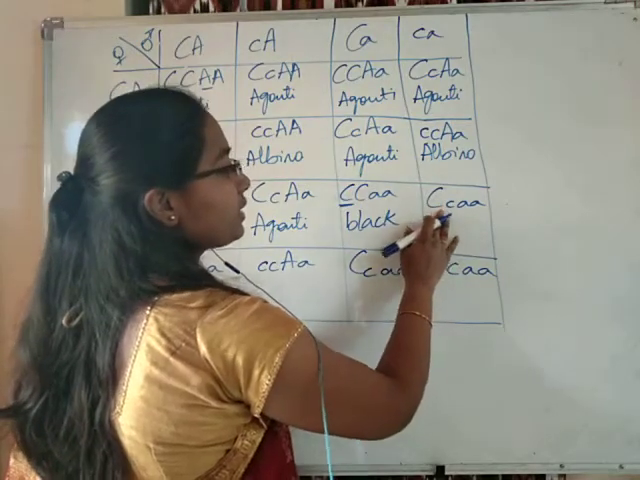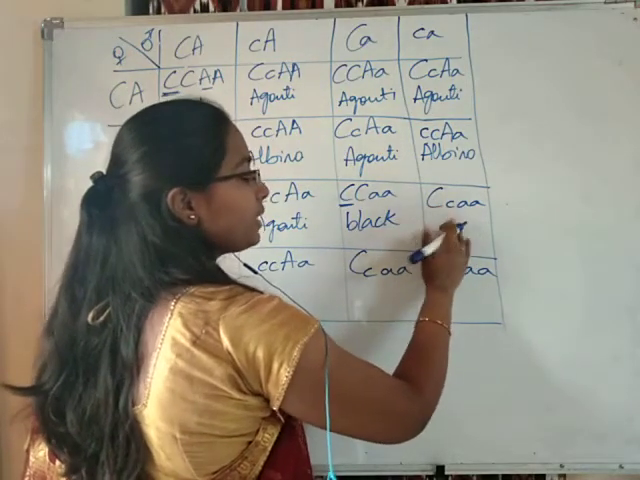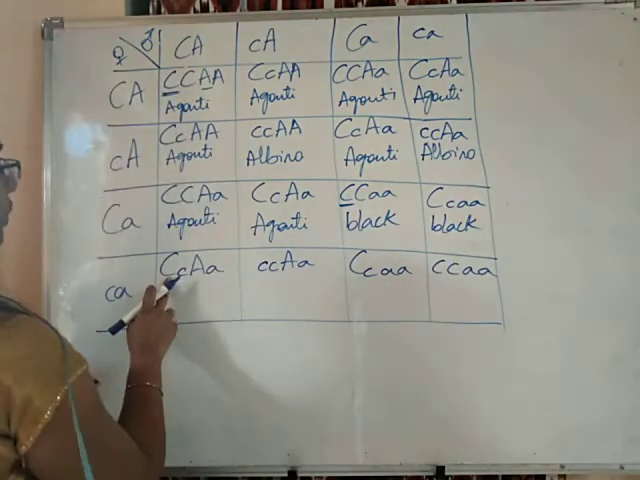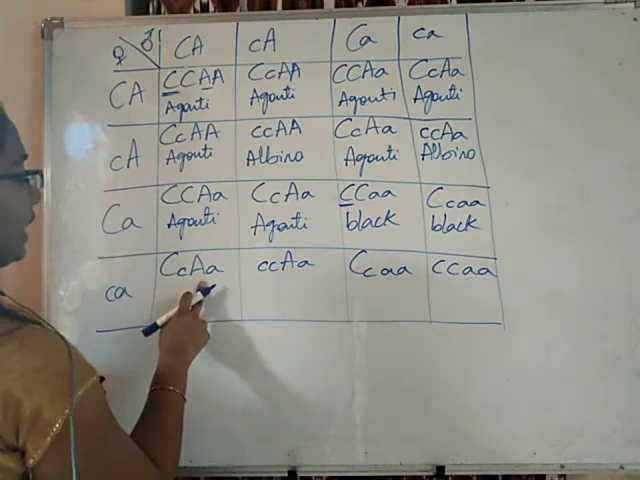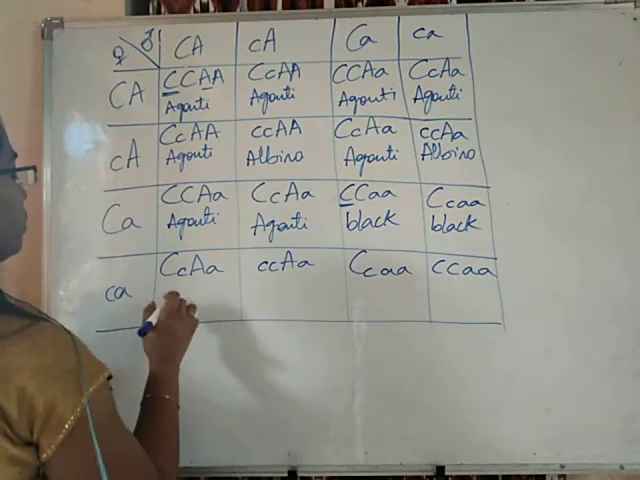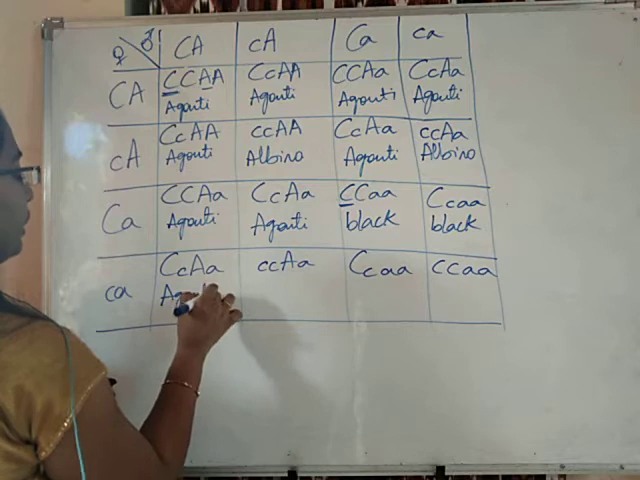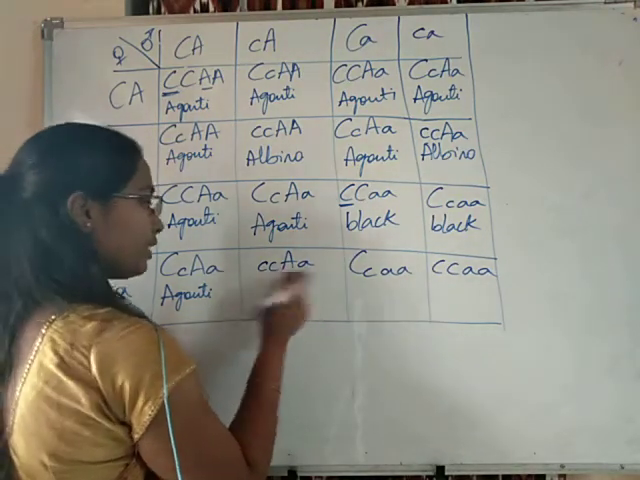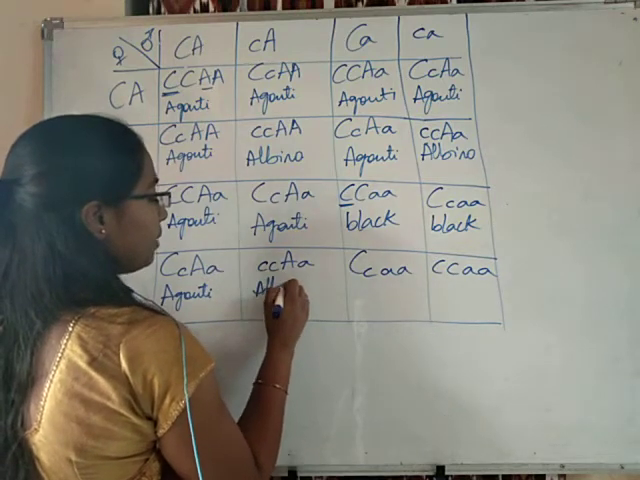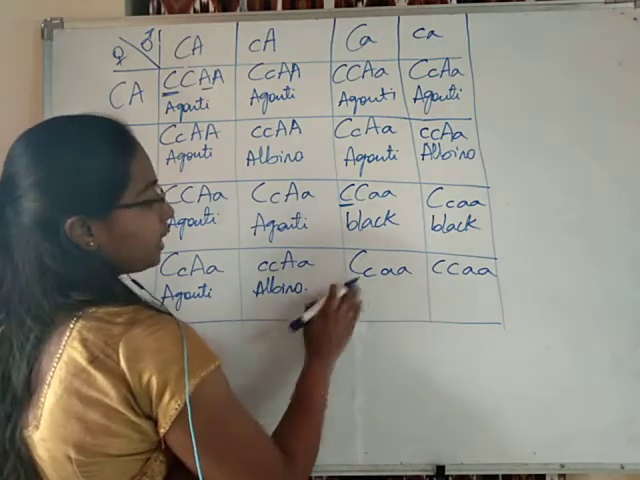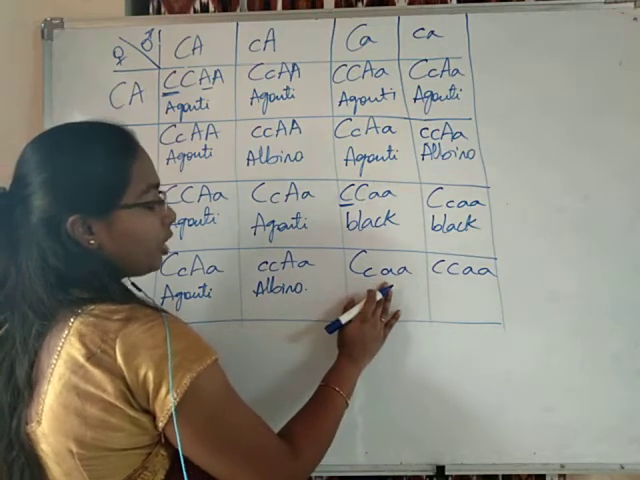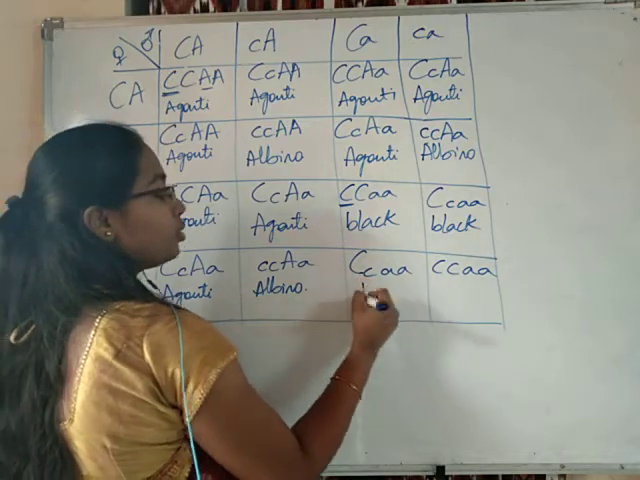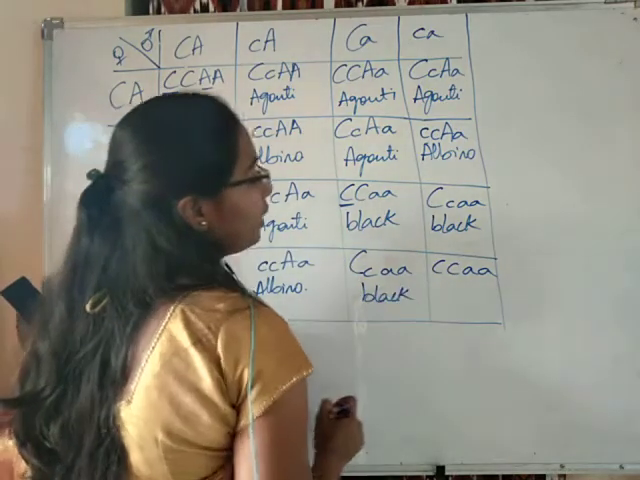Again, same with this case, capital C is present but there is no capital A, so this individual is going to be black. Now in this case, capital C and capital A both are present, so this individual is going to be agouti. Here capital C is not there, even though capital A is present, this individual is going to be albino only. Capital C, small a, so here there is no capital A, so capital C is present alone, so this is going to give a black color.